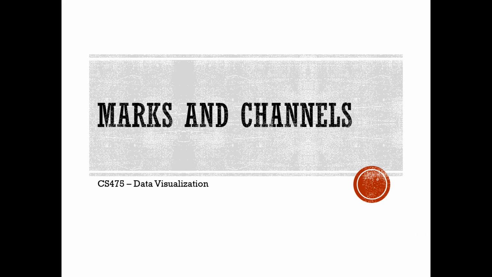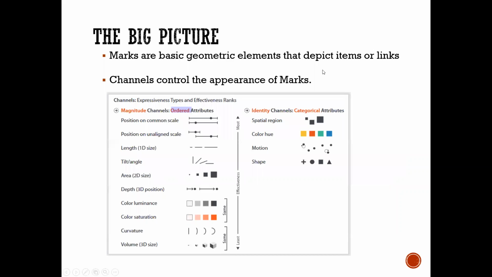So as always, Munzner begins her chapters with an overview called depict. And again, to repeat the definitions, the marks are the basic geometric elements that depict items or links within the visualization, and the channels are the things that control the appearance of those marks. And this is a good analysis framework. To quote the author, even complex visual encodings can be broken down into components that can be analyzed in terms of their marks and their channel structure.